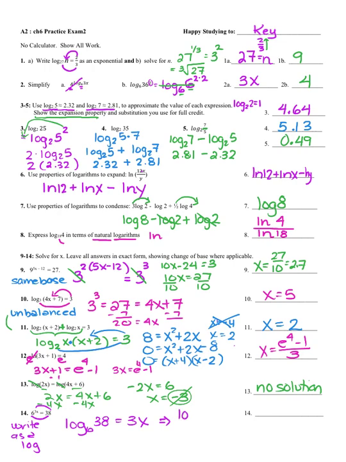So that would look like log 38 divided by log 6, that's using the change of base, equals 3x. And so then if I multiply both sides by 1/3, I get my answer. So x equals log 38 divided by 3 log 6. And that is it for that side. I hope that is helping.